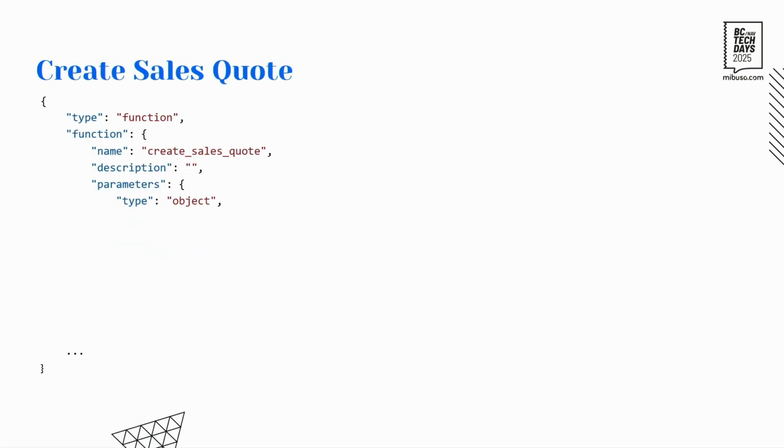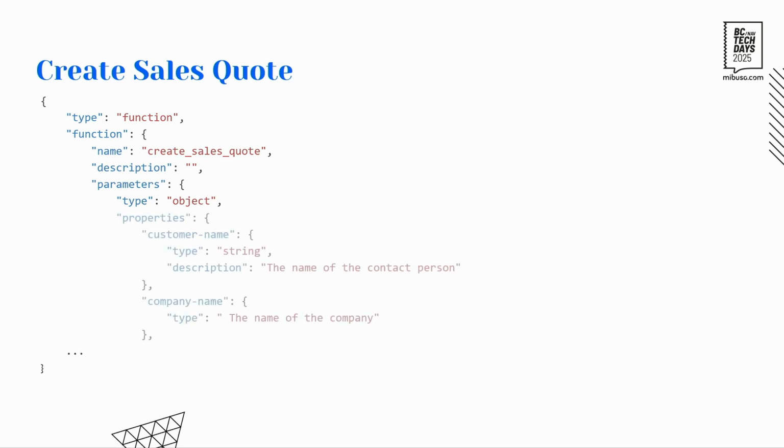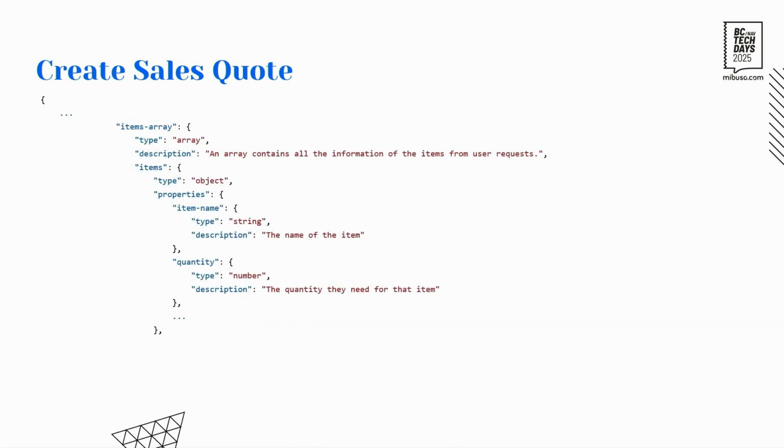Similarly, for the create sales code, we have the name. The description is optional, but now the model knows we have this capability for the create sales code. And then we have a bunch of parameters that we need to extract from the user input, which includes the customer name, company name, and we are also specifying that we need items in an array. Again, the features are also in an array, quantity, and all those things. So we can basically define the entire response format within this function definition.